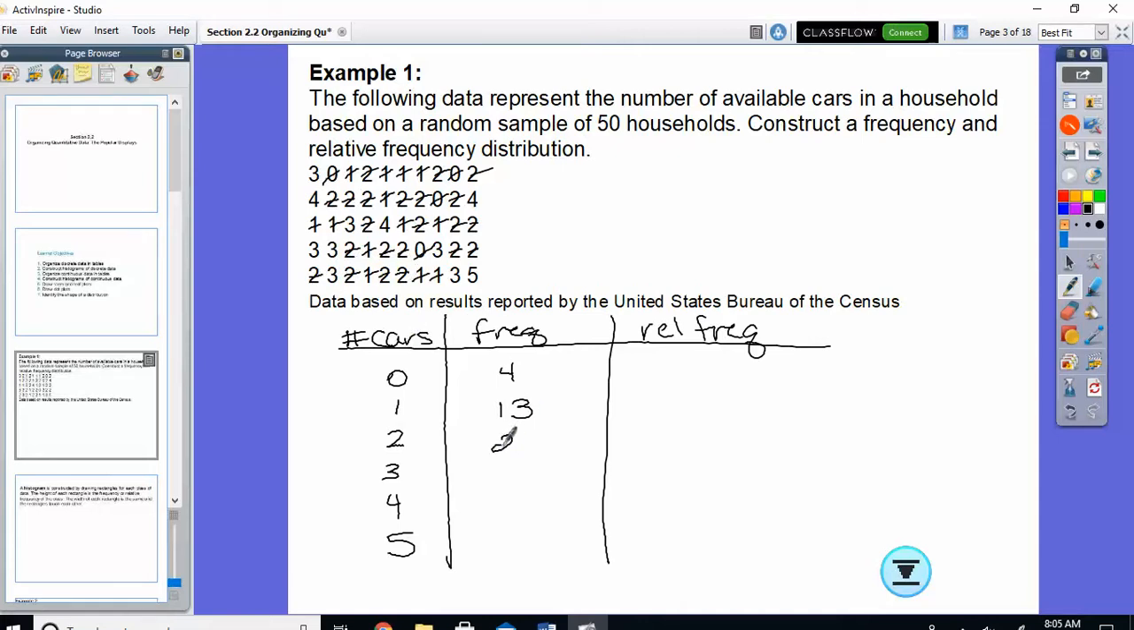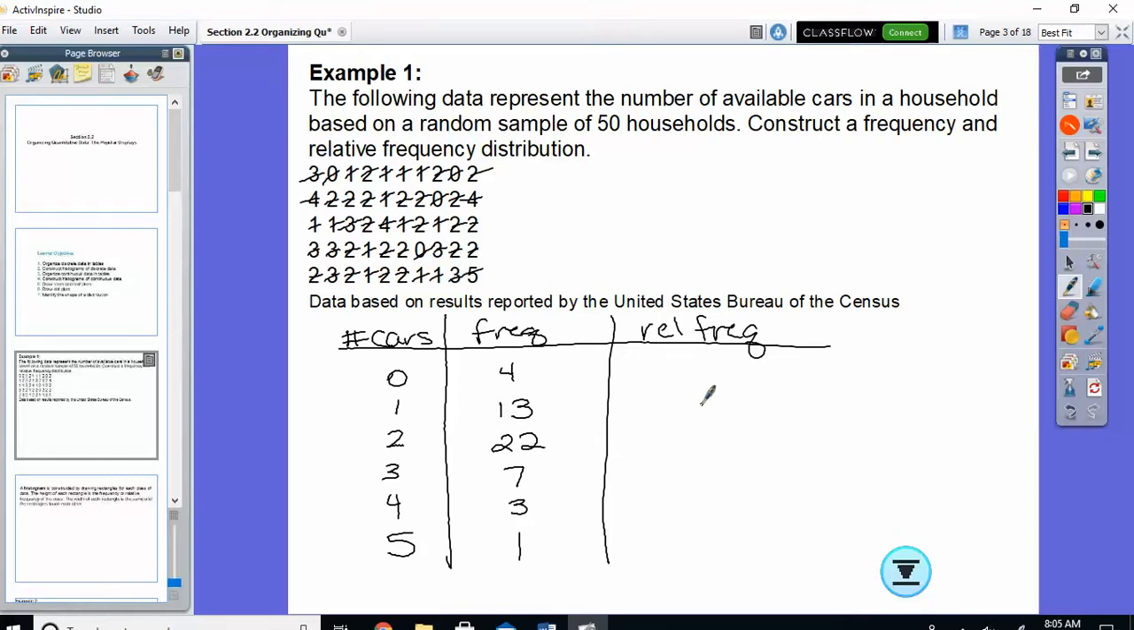22 twos. Seven threes. 3 fours and 1 5. How could I quickly check and make sure that I got them all? Add them up. I already told you that there were 50. So does this add up to 50? All right, so we've got them all.